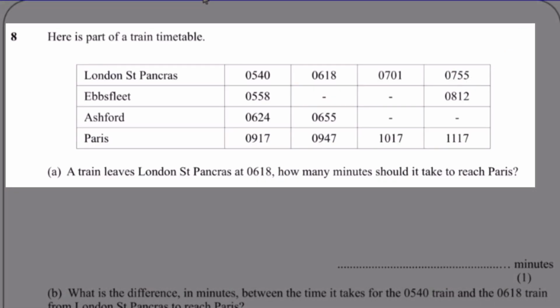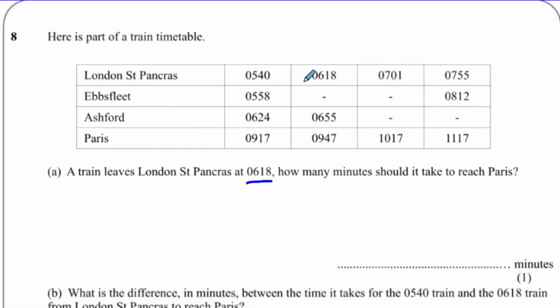Question 8. Read the question. Here is a part of a train timetable. Part A, a train leaves London St Pancras at 06:18. How many minutes should it take to reach Paris? So London St Pancras is here, and to get to Paris is to here.